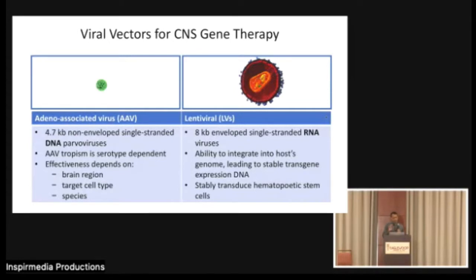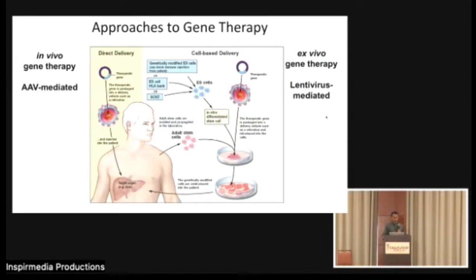So don't get too confused about the terms. Just remember, there's in vivo gene therapy inside the body and ex vivo outside the body. And we usually use two different kinds of viruses, okay? Same thing again here.